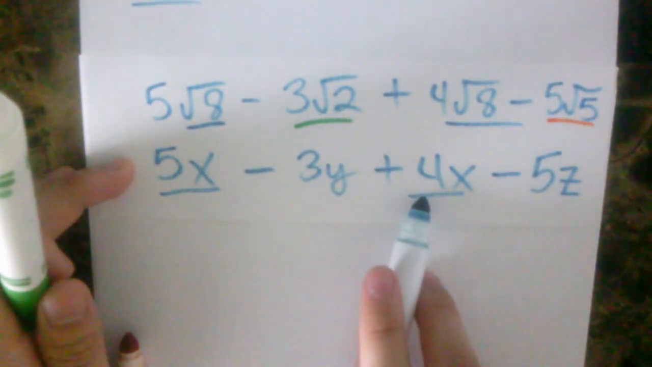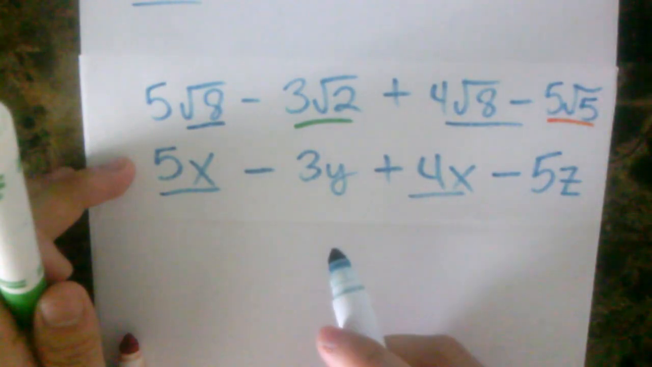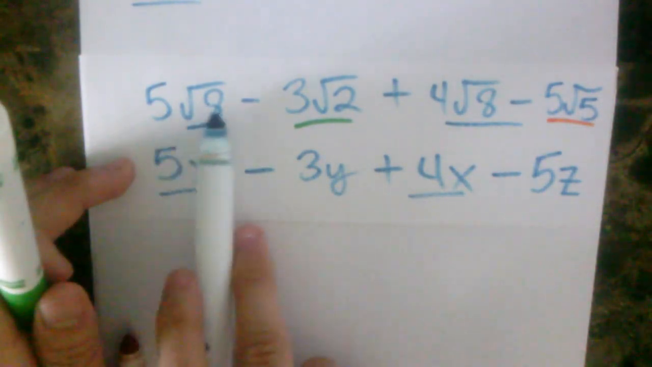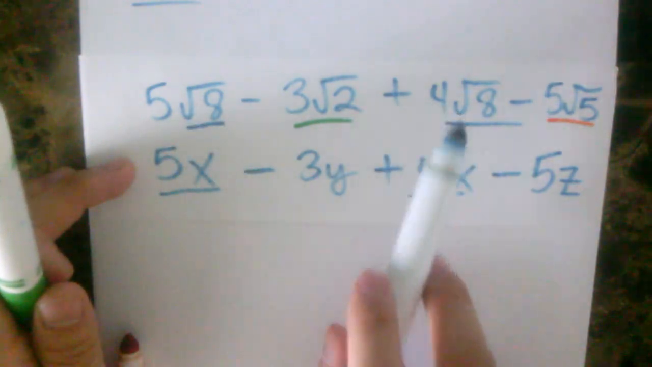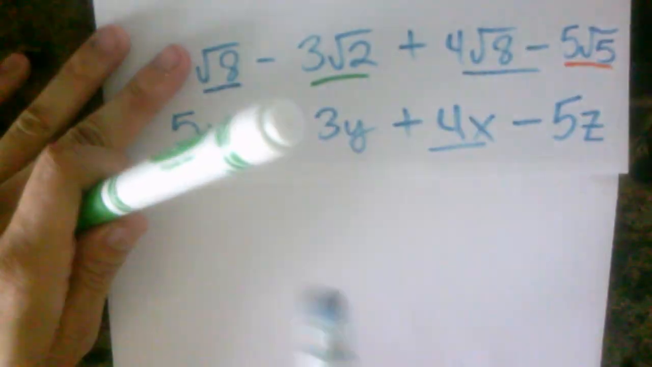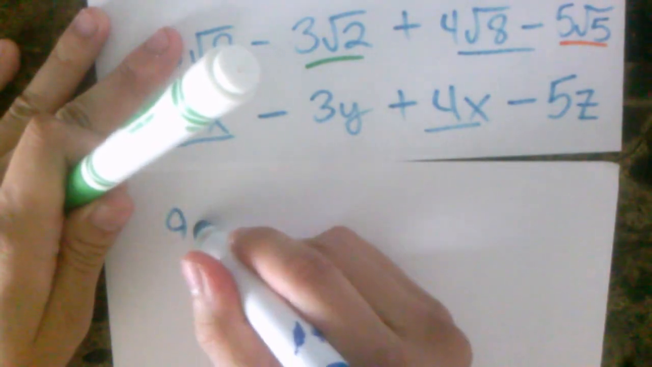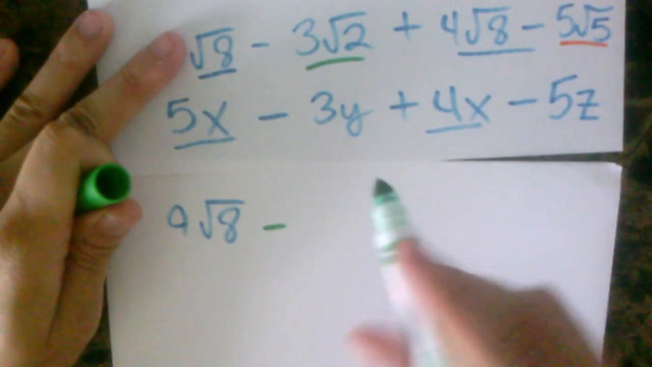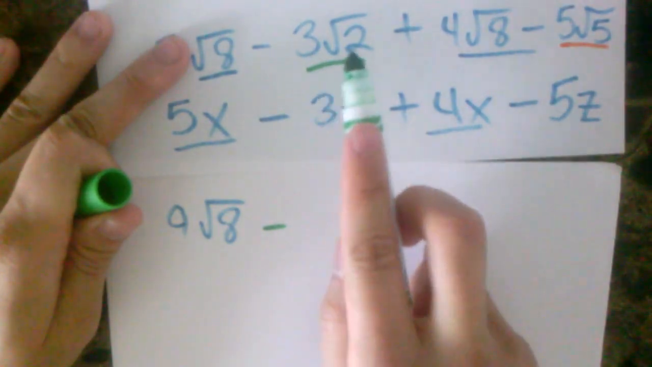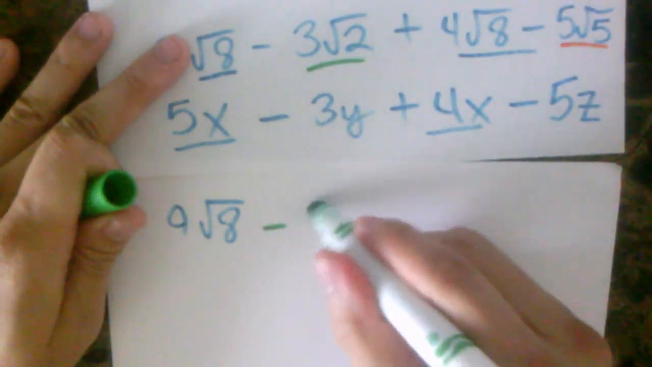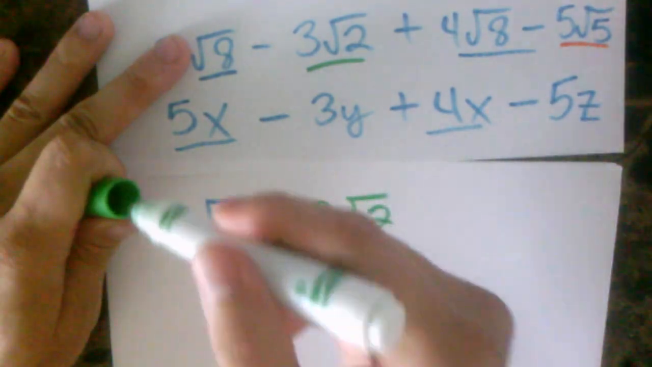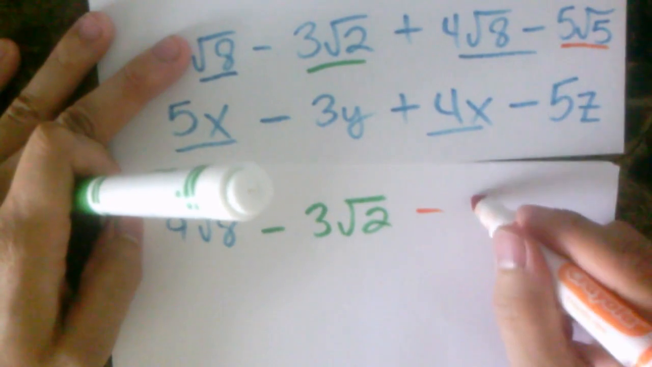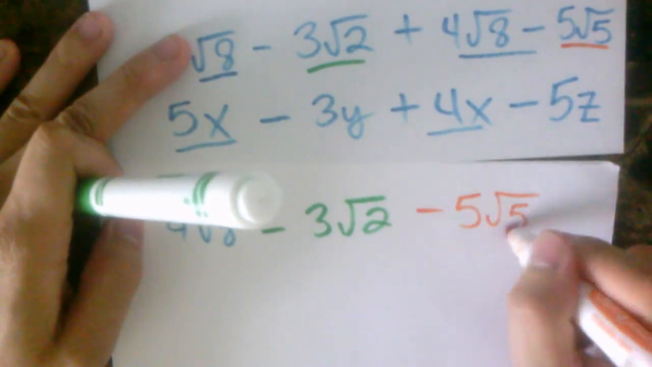5 plus 4, which will give you 9x. On the same token, we'd look back at our radicals and we say, okay, well here's 5 root 8, 4 root 8, let's go ahead and combine them. 5 root 8 plus 4 root 8 is 9 root 8, followed by technically just minus 3y, but our 3y was a root 2, so we're just going to write 3 root 2, because it does not have that root 8, so we wouldn't be able to do anything with it. And then at the end, we've got that 5 root 5.